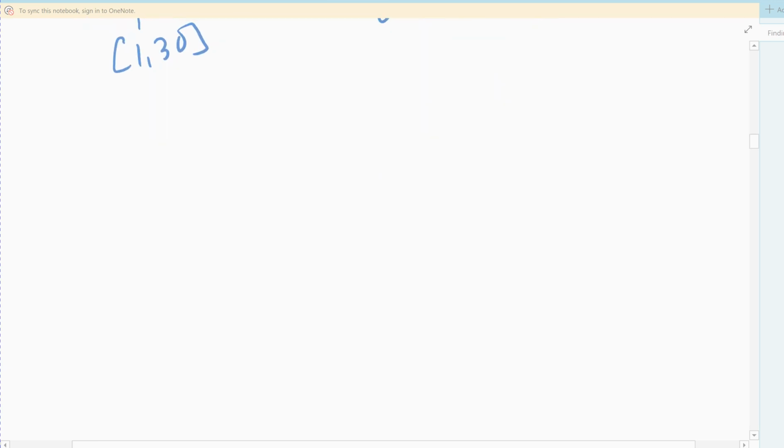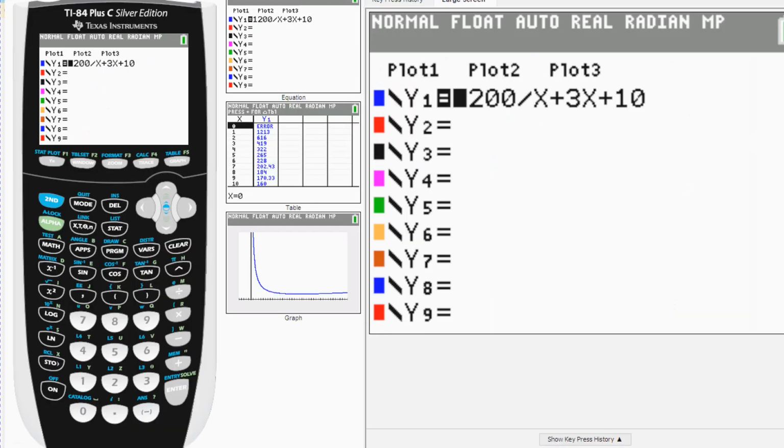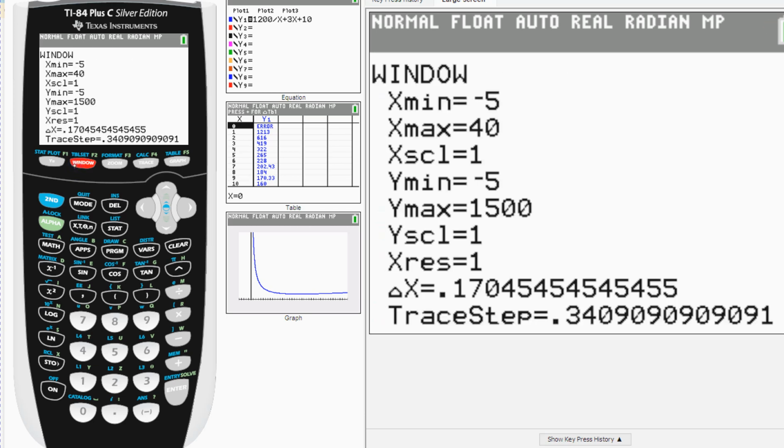So there's my answer with calculus, and then you can always check your answer graphically. I've got my graphing calculator. I've actually already plugged in the function. There's my 1200 divided by x plus 3x plus 10, the original function. I did adjust my window because I'm only interested in from 1 to 30. I like to make sure I see the big picture, so I go a little bit beyond 30 and a little bit beyond 1. So I went from -5 to 40 so I could see everything.